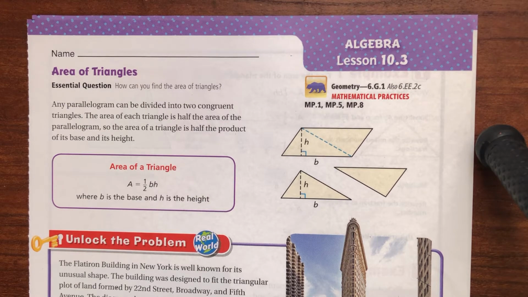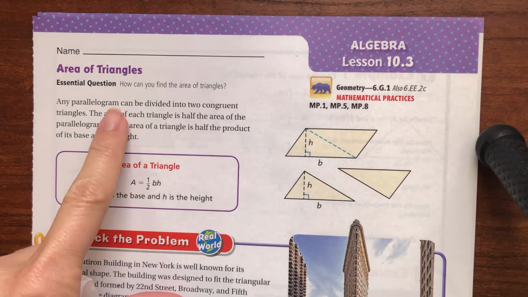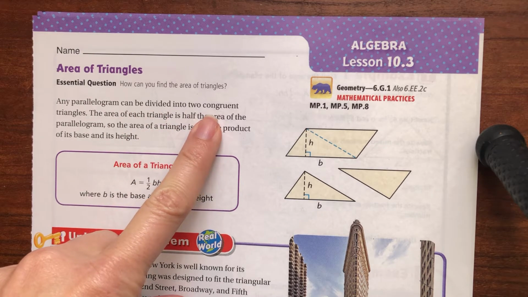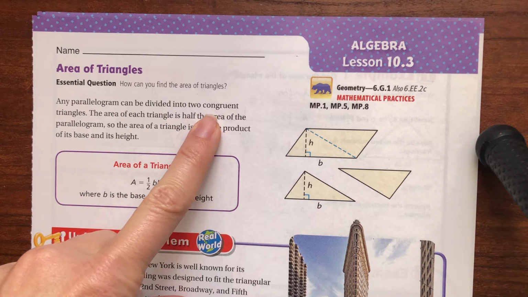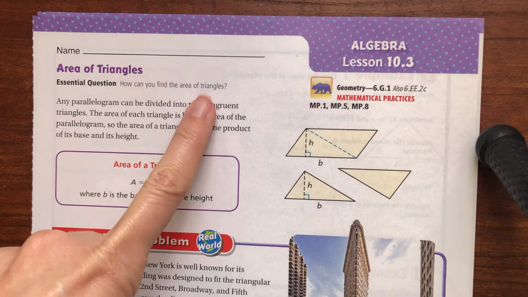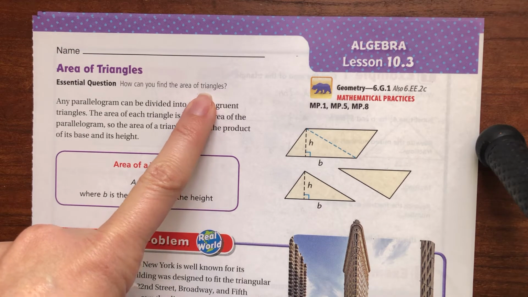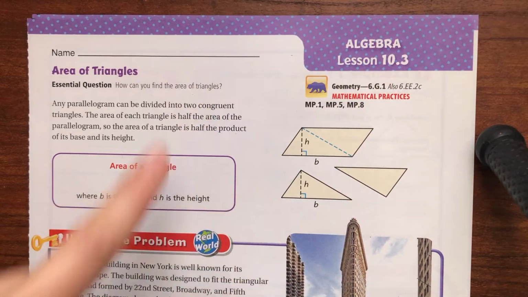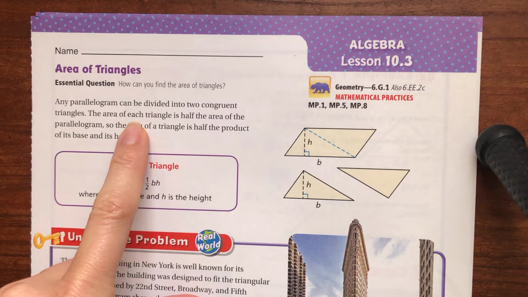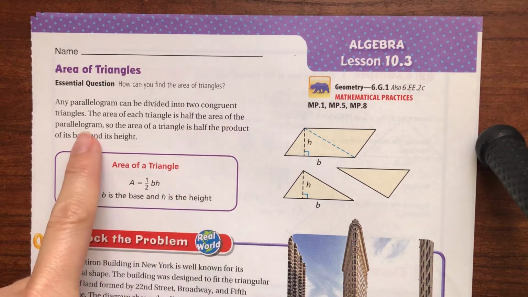All right, as we demonstrated in lesson 10.2, any parallelogram can be divided into two congruent, meaning exactly the same, triangles. So our essential question of the day is, how can you find the area of a triangle, in lesson 10.3 found on page 397? The area of each triangle is half the area of the parallelogram.